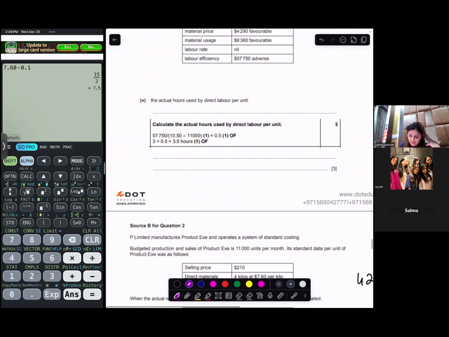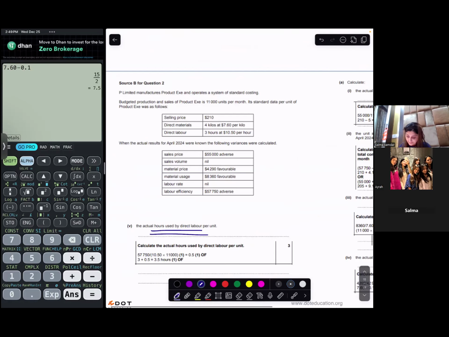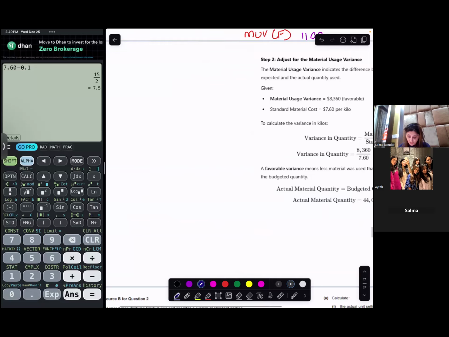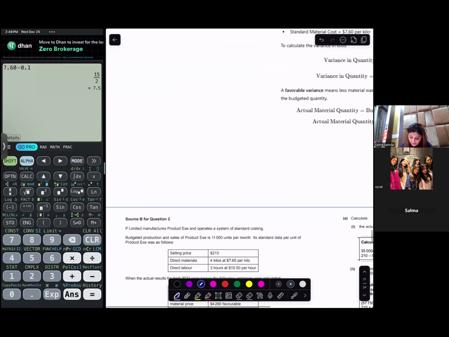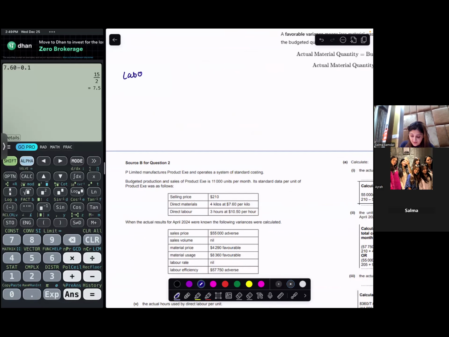Actual hours used relates to what variance? It is labor efficiency variance. Okay, actual hours used is related to labor efficiency variance. What is the formula? Standard quantity minus actual quantity into standard rate.